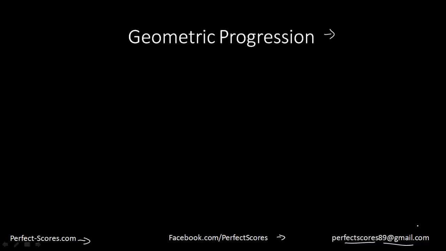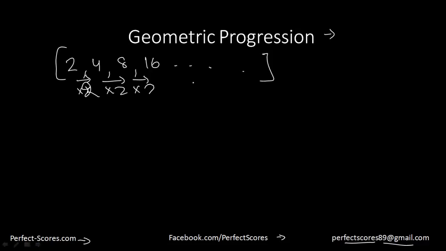Let's go ahead and start with geometric progression. Now, what is geometric progression? Let me give you a simple example: 2, 4, 8, 16, and so on. This is a geometric progression where each term is multiplied by a certain number, and that number is the same throughout.